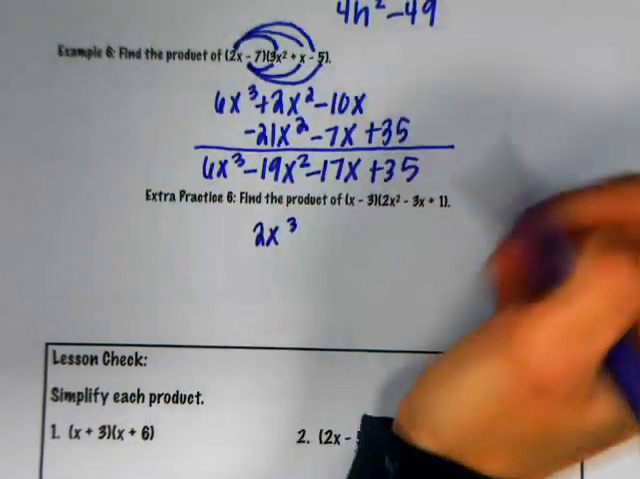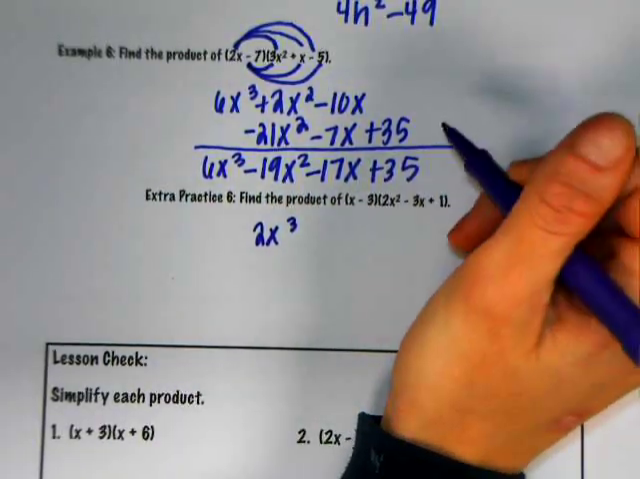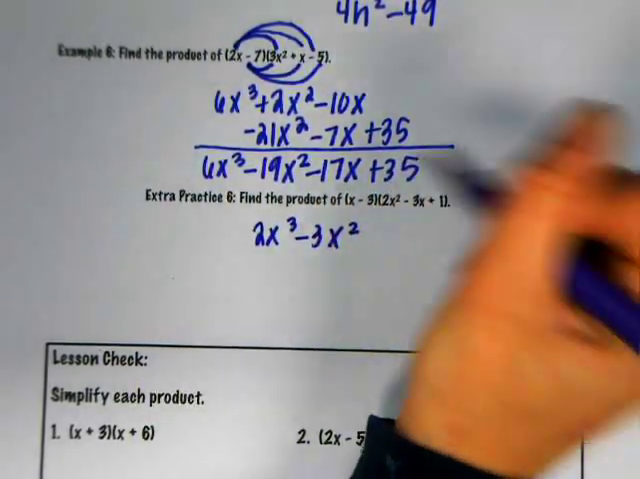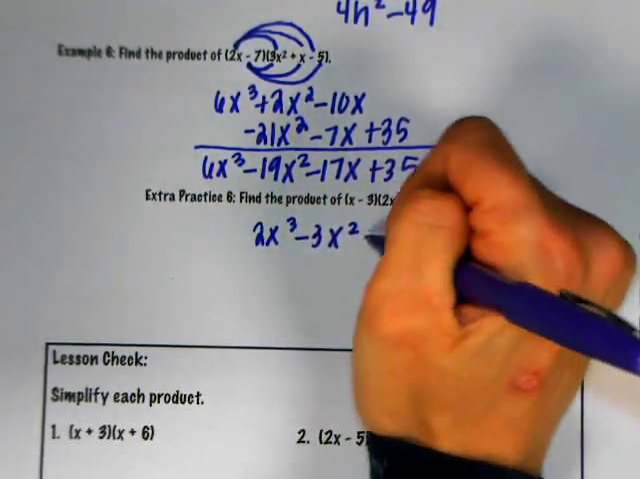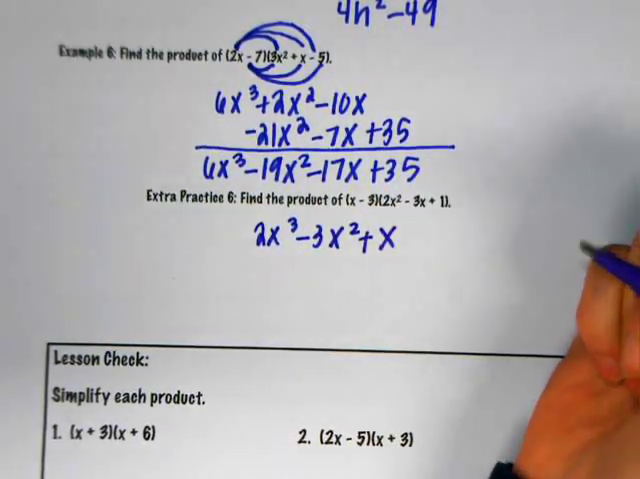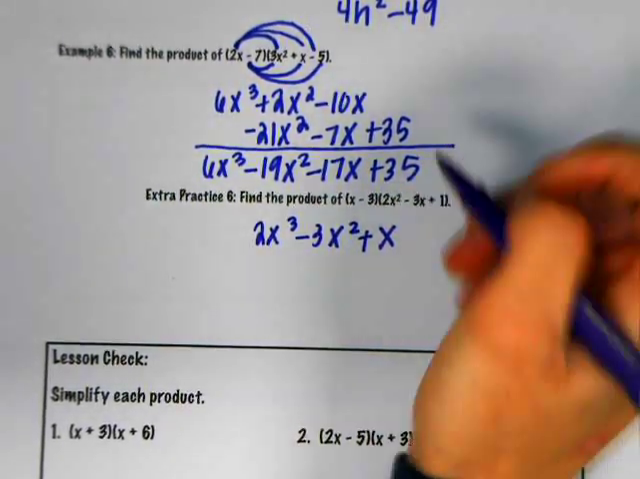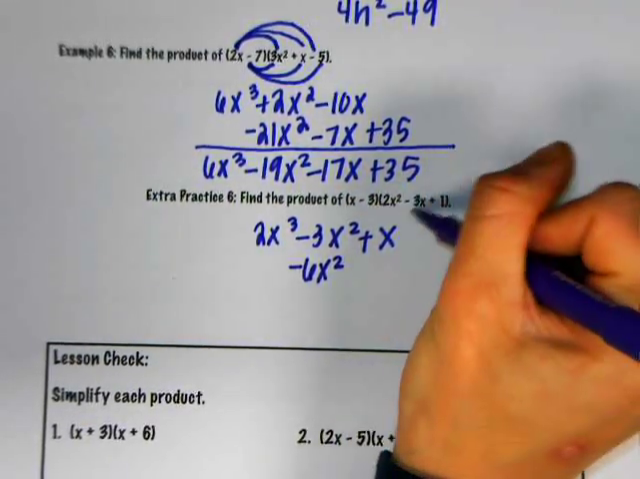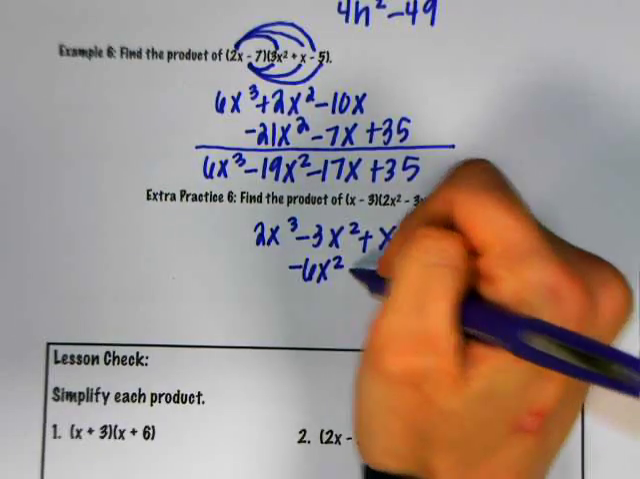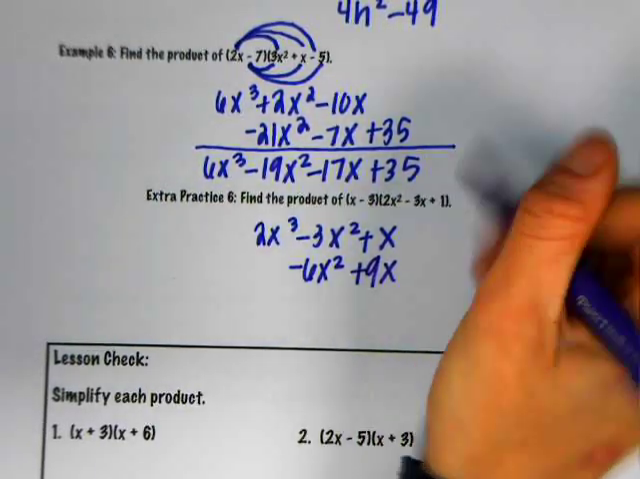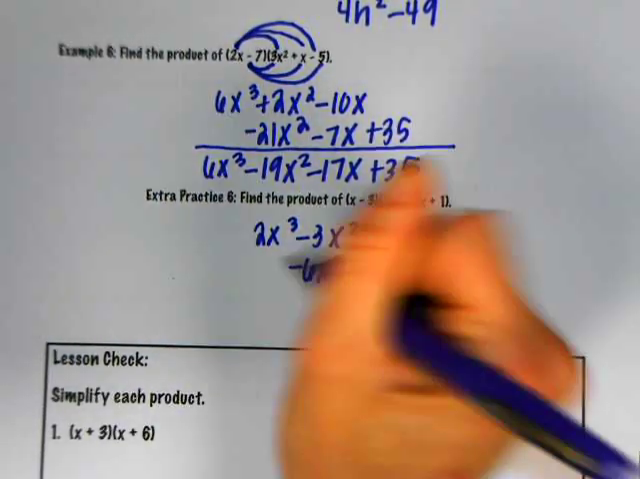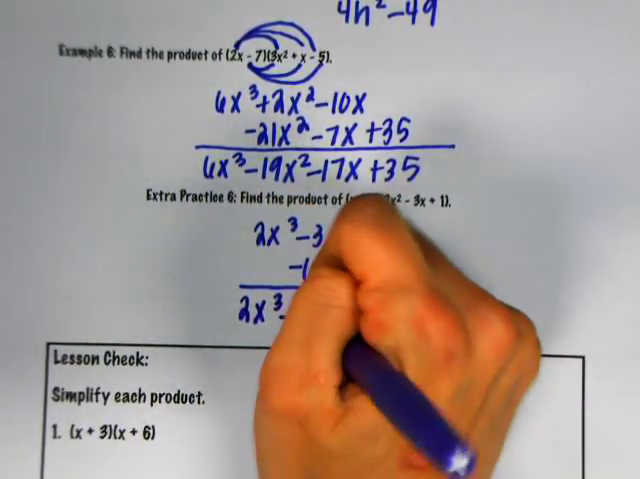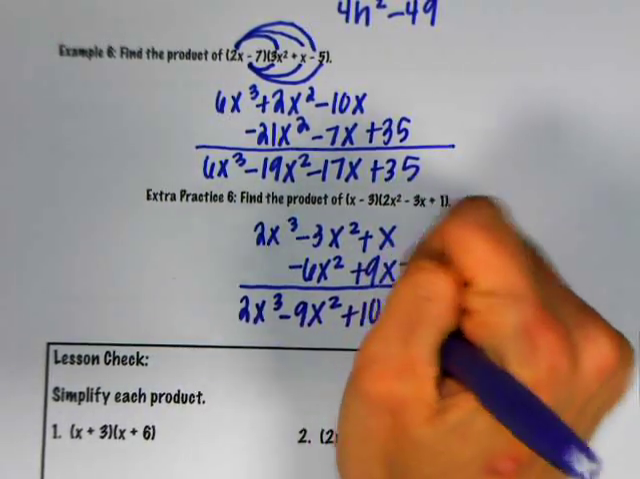Yeah, 2x to the third. X times negative 3x. And then x times 1. Yeah. Okay, then the negative 3. Negative 3 times 2x squared. Negative 3 times negative 3x. 9x. Negative 3 times 1. So you should have 2x to the third minus 9x squared plus 10x minus 3.